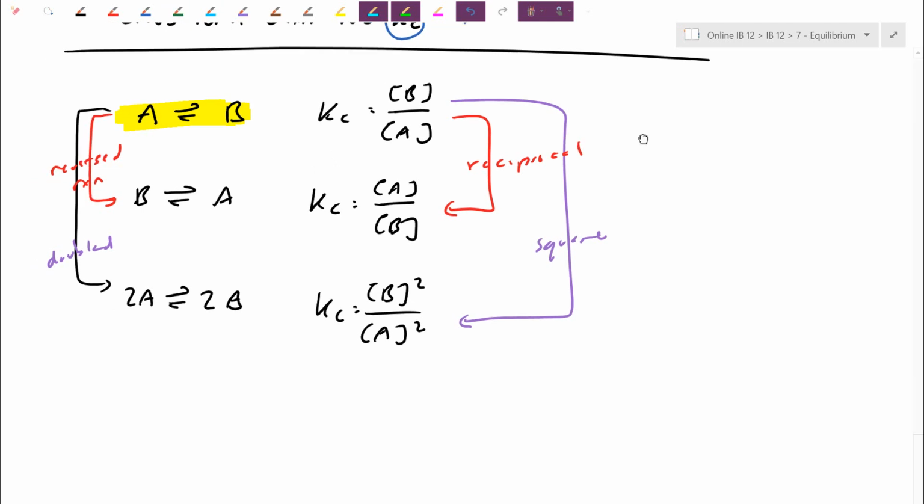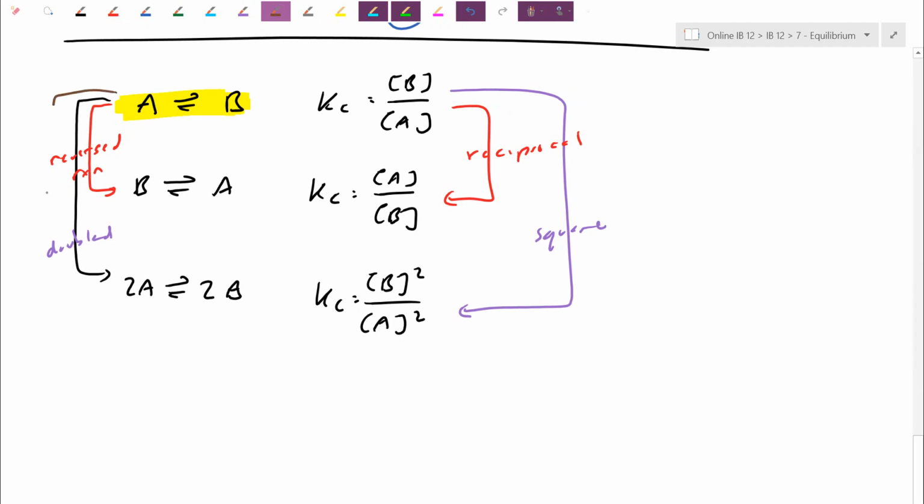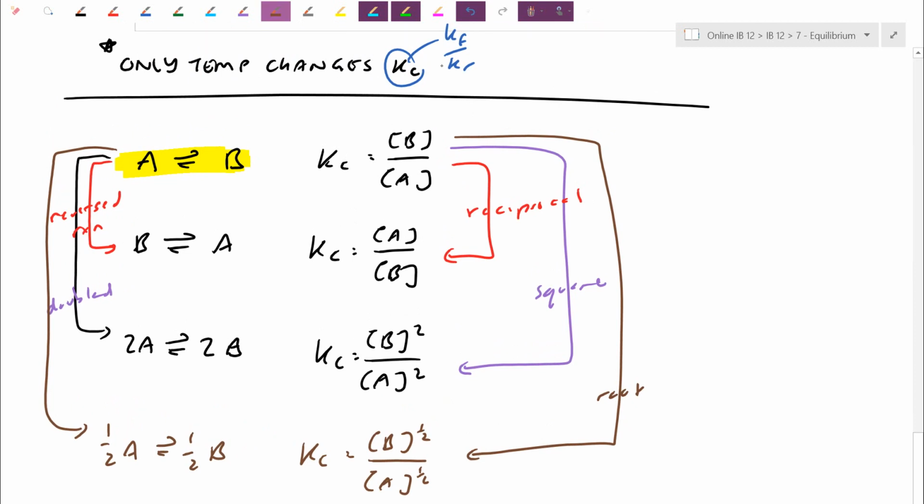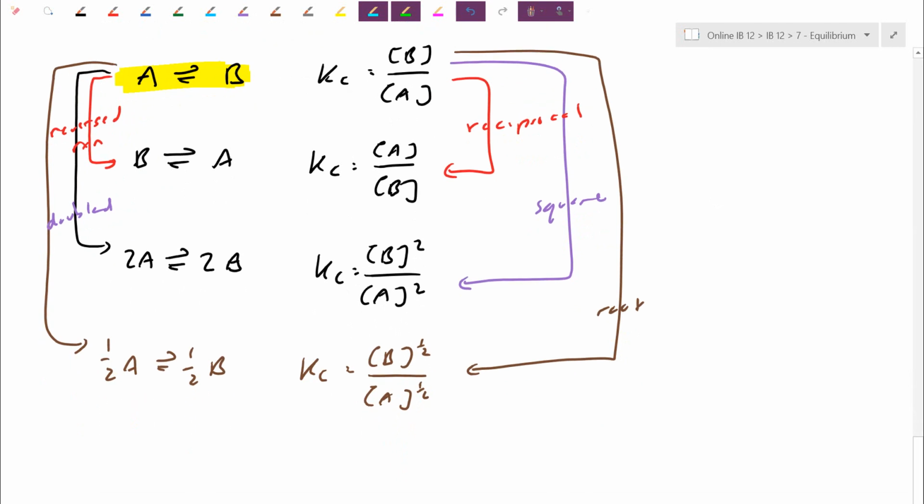What if I halve the equation? It's still going to be a power. What if I had half A in equilibrium with half B? The Kc would then be B to the power of half divided by A to the power of half. If you remember from your math classes, taking the power of half just means you take the root. So in some sense, it doesn't change the fact that only temperature is going to change Keq. That's going to be really important for us through the rest of the chapter. But if they change the equation on you, we can study this here. I'm going to let you verify this one.